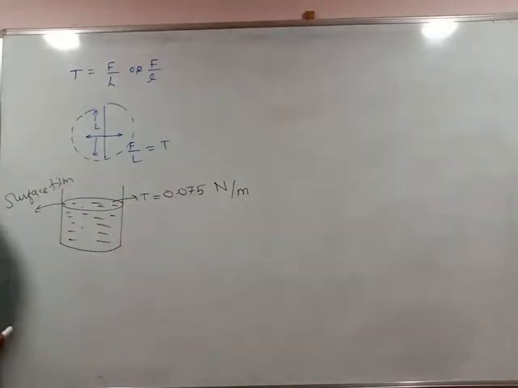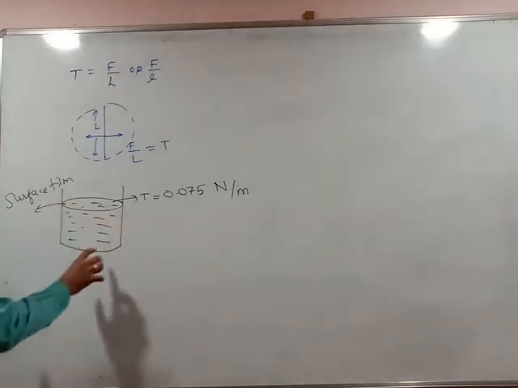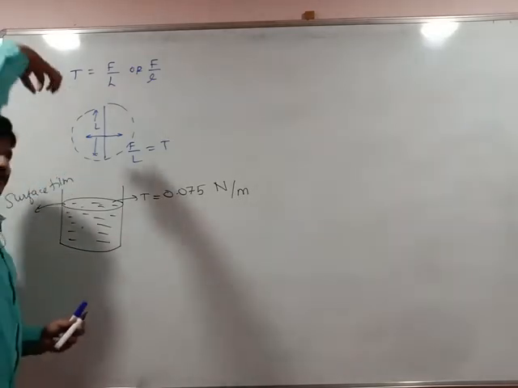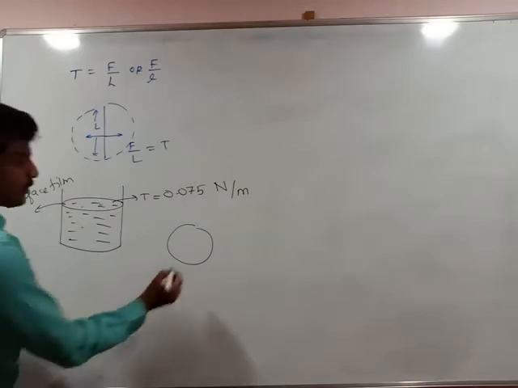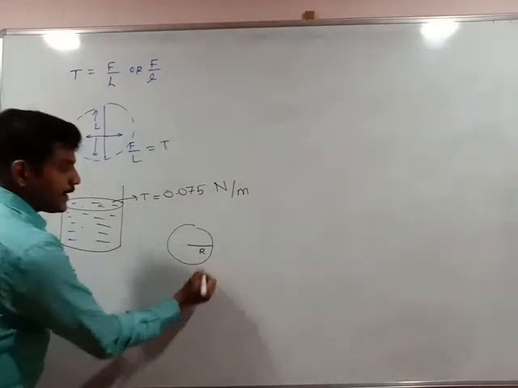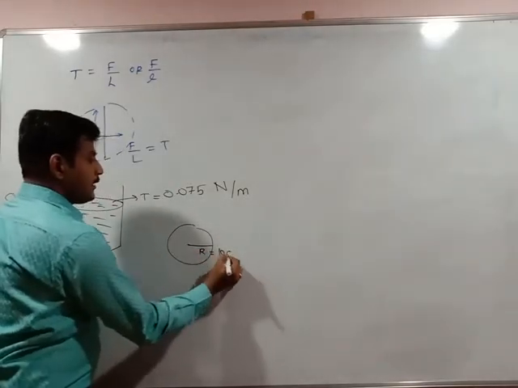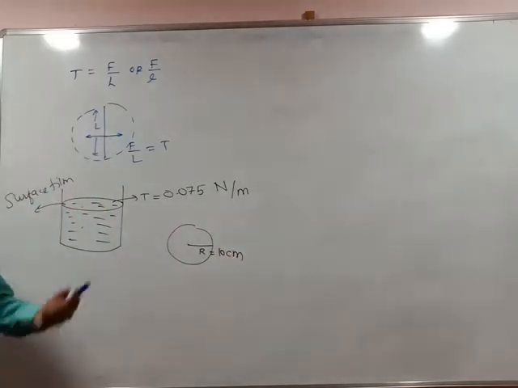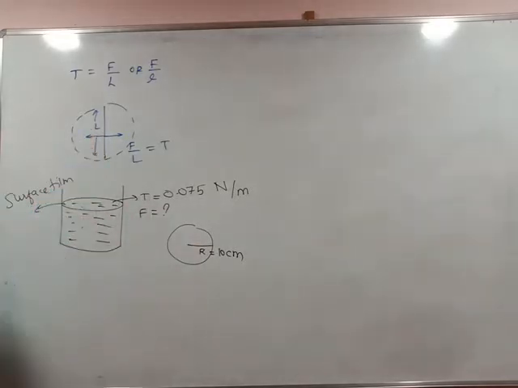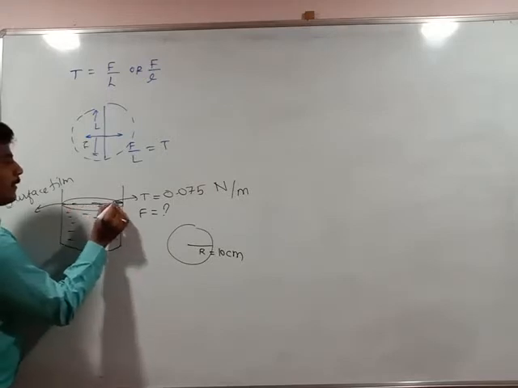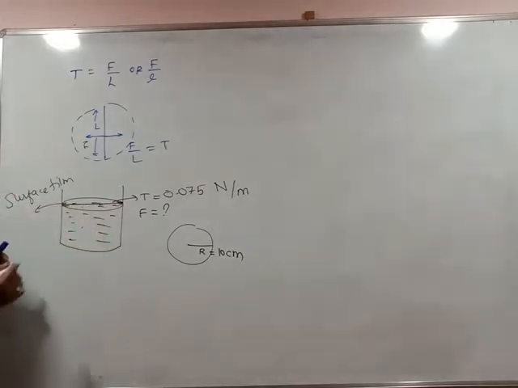And the radius of the beaker: if you see from the side view, you can see the structure of the liquid like this. If you see from the top view, you will get a circle. So the radius of that beaker is said to be 10 centimeter. Then how to find the force acting per unit length? Here, if this is the line, how to find the force acting per unit length?